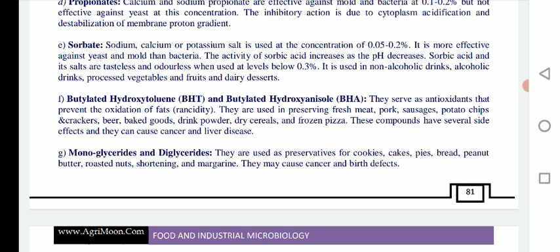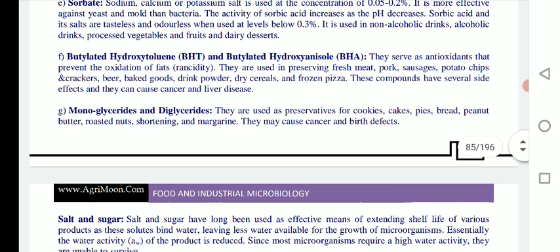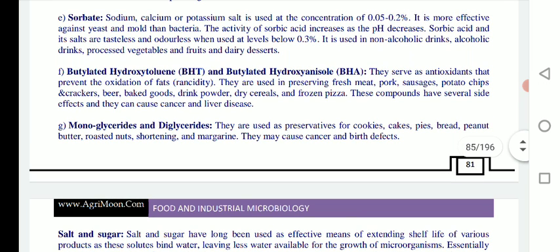Then in case of butylated hydroxytoluene, called BHT, and butylated hydroxyanisole, called BHA, they serve as antioxidants that prevent the oxidation of fats that causes rancidity, and they are used in preservation of fresh meat as well as pork, then sausages, potato chips and crackers, beers, baked goods and drink powder, then dry cereals as well as frozen pizza. So these compounds have several side effects and they may cause cancer and liver diseases.